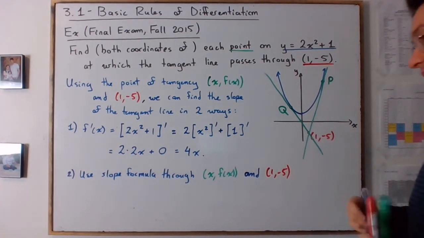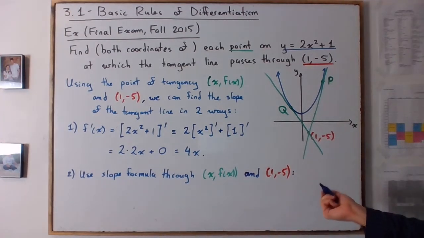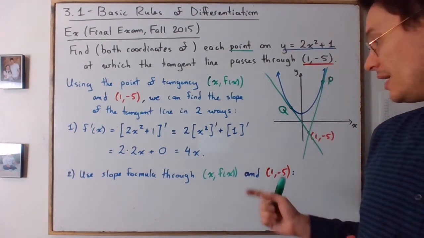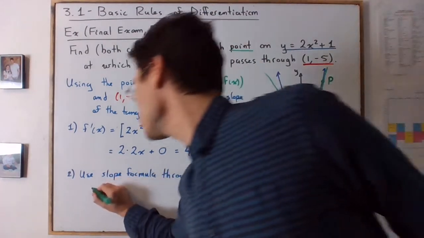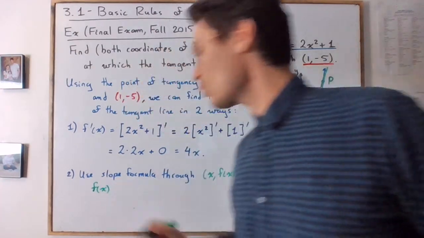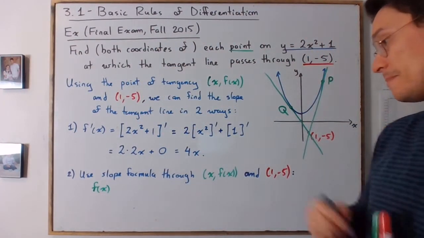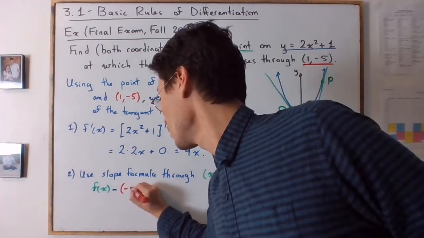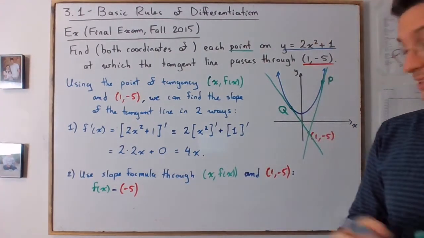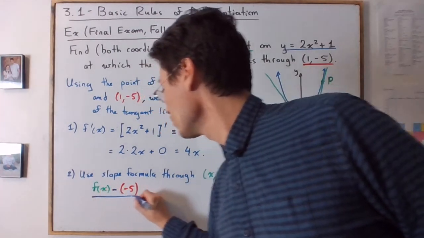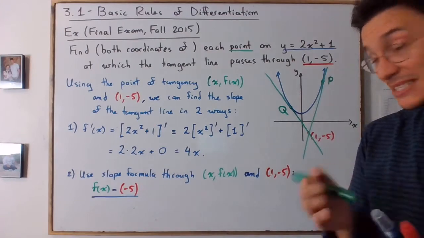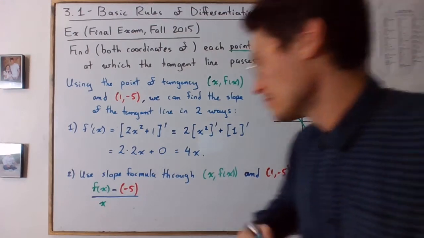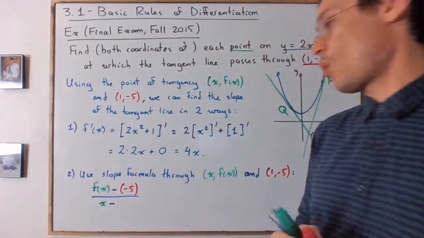Okay? And you know very well this formula. So this formula is y2 minus y1. Now, I will consider y2 to be f of x, okay? So that will make the algebra slightly simpler. Minus y1, which is -5, divided by x2, which in this case will simply be x, minus x1, which is in this case just 1.